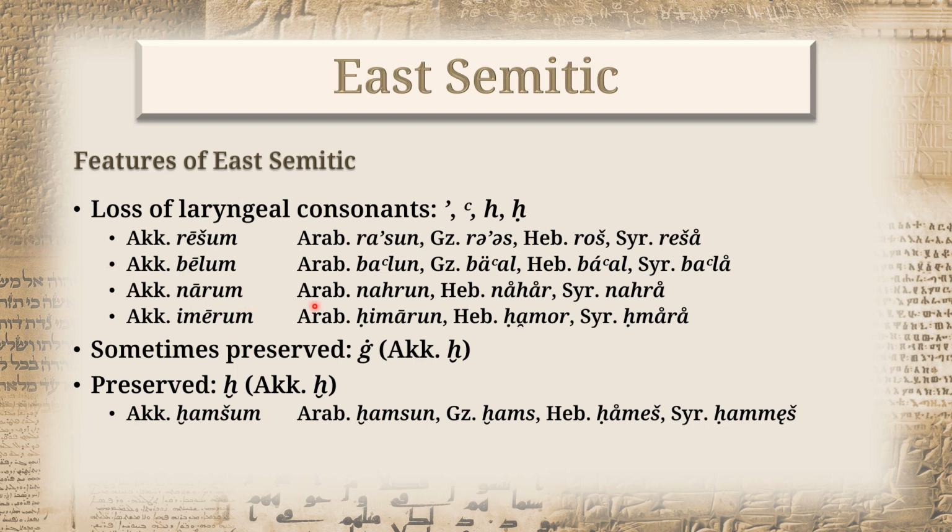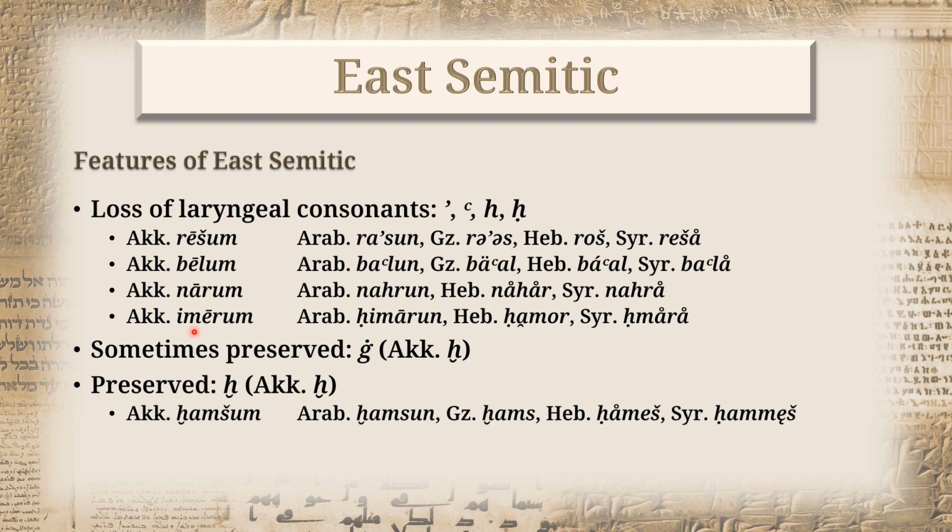The word for river, in Arabic you have nahrun, Hebrew nahar, Syriac nahra, all of them written with a ha or he, but in Akkadian it is just narum. And concerning the sound ha, the pharyngeal fricative, in Arabic donkey or ass is himarun, in Hebrew it's hamor, and in Syriac, depending on whether you use the Western or Eastern pronunciation, it's hmara or khmara. But in Akkadian it's imarum.